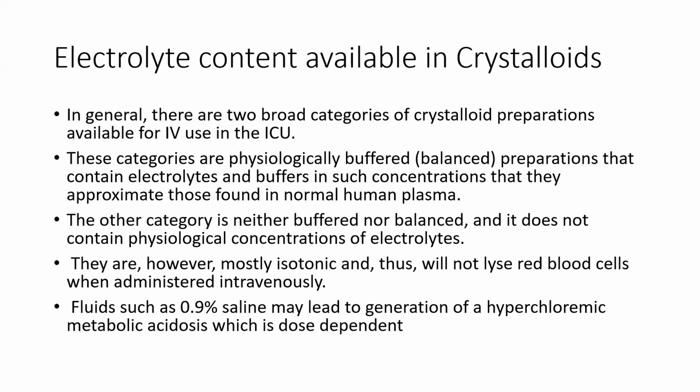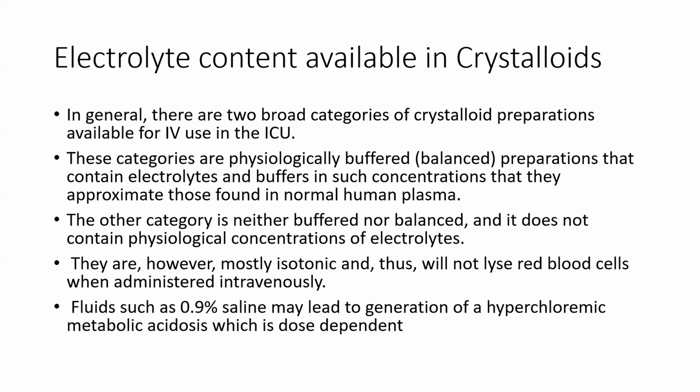Now, the electrolyte content available in the crystalloids. In general, there are 2 broad categories of crystalloid preparation available in the ICU. These categories are physiologically buffered preparations that contain electrolytes and buffer in such a concentration that they approximate those found in normal human plasma. The other category is neither buffered nor balanced, and it does not contain physiological concentrations of electrolytes. They are, however, more isotonic and thus will not lyse RBCs when administered intravenously.